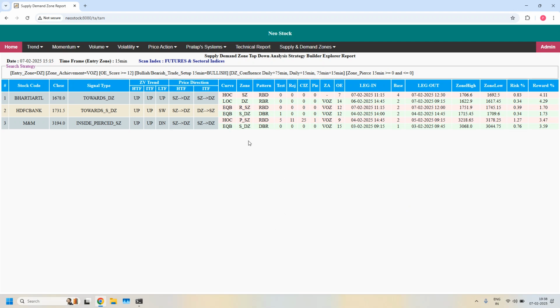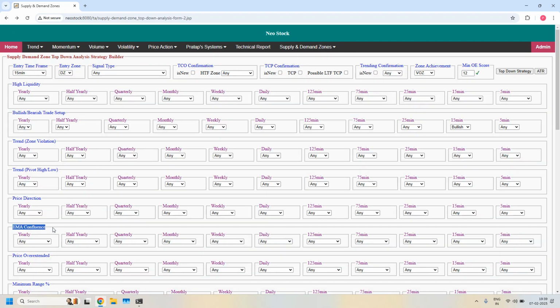In these three stocks, these 15 minutes demand zones are overlapped with daily demand zone, 75 minutes demand zone, both together again overlapped with daily demand zone. And daily trend is up in all the three stocks, HTF trend. If daily demand zone is having daily EMA confluence, then those stocks are even more high probability trade setup supported stocks. Let us verify. In the EMA confluence, at a daily time frame, I am setting the filter.